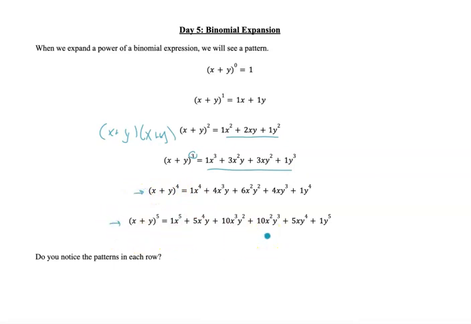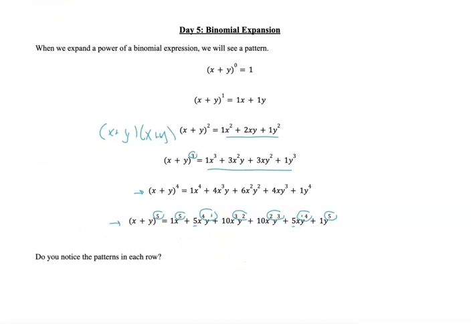And what you should see are patterns showing up in each row. For example, you have a 5 as your exponent here. So the exponent of x is 5 on the first term, and the exponent of y is 5 on the second term. The second term's coefficient and the second to last term's coefficient is also 5. This exponent is 1, so these exponents add to 5. These exponents add to 5. These exponents add to 5. And the exponent here on the x is 1, so these exponents add to 5. So you will see a lot of patterns in each row.